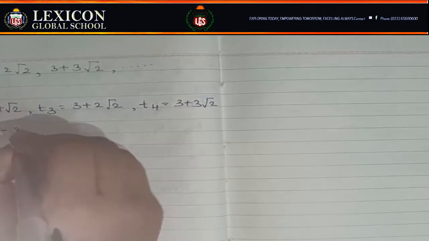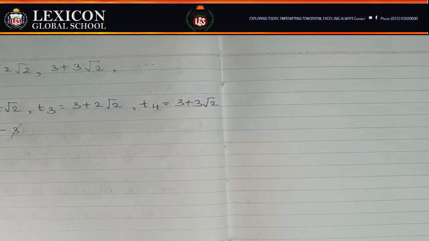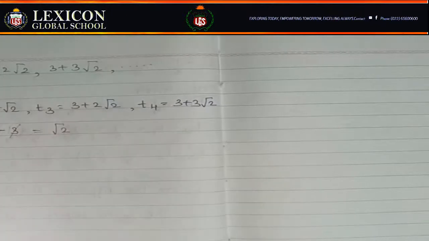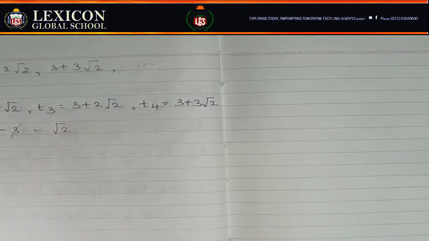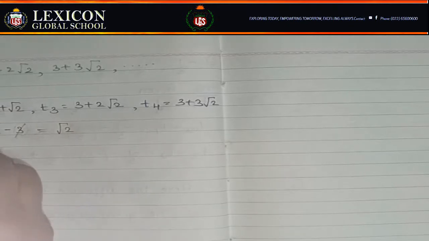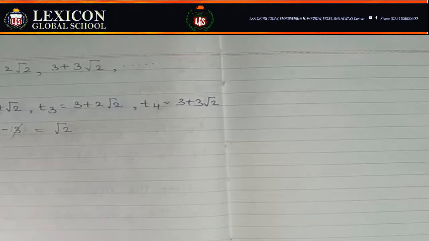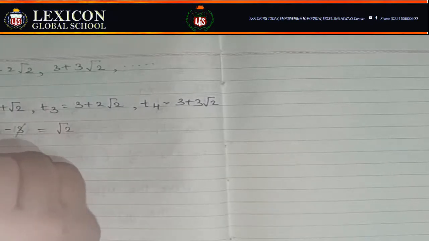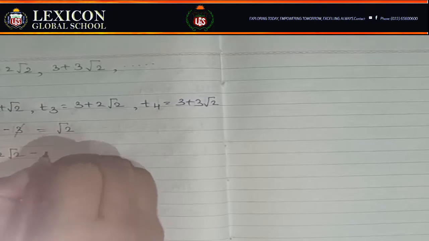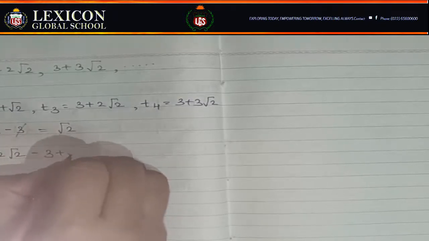Plus 3 minus 3 will get cancelled, and the thing that will remain is root 2. Let us consider T3 minus T2. So when we take T3 minus T2, what happens? T3 is 3 plus 2 root 2, minus T2, which is 3 plus root 2.